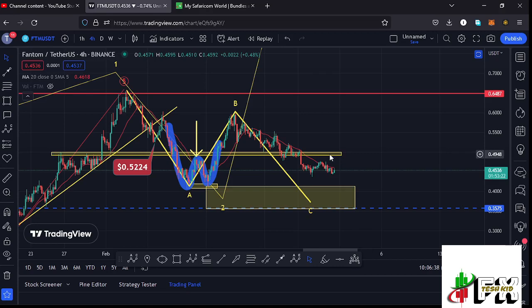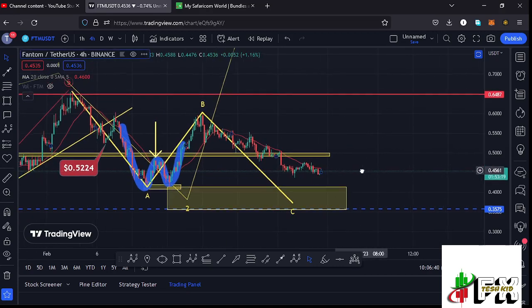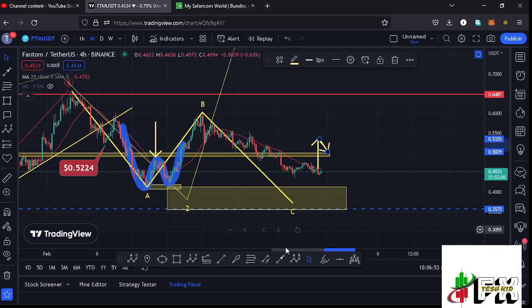around the $0.5 mark, because a break above the 20-day MA could trigger a bit of a bounce to the upside in a move that could take us back to the next key area of resistance at around the $0.5 mark. And in case we manage to break above it, then we can expect a retest of that key area of resistance before we continue gearing up to push even higher.